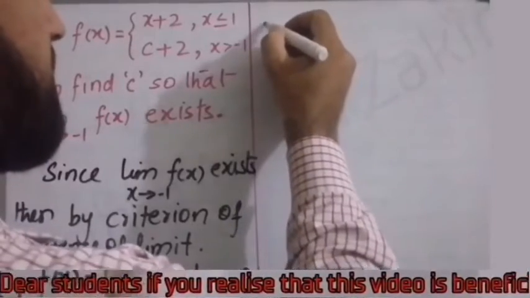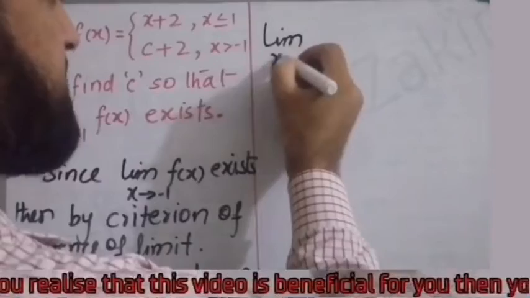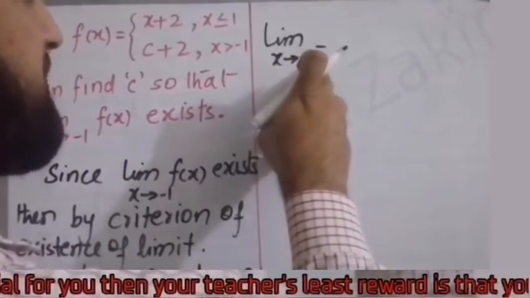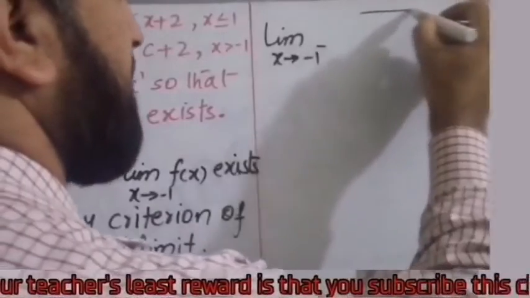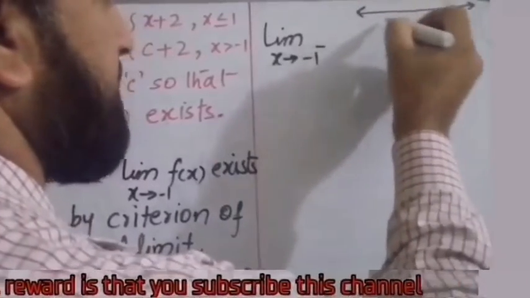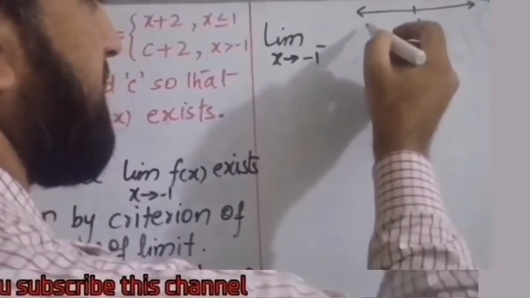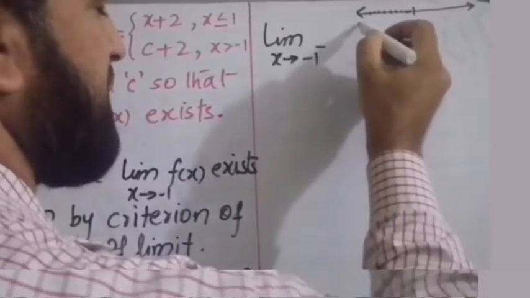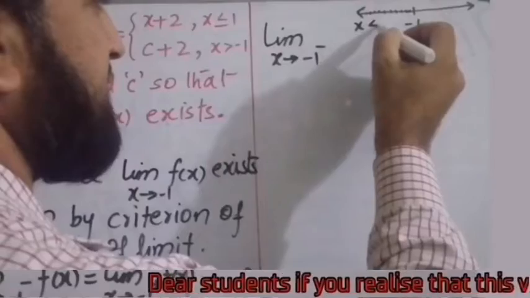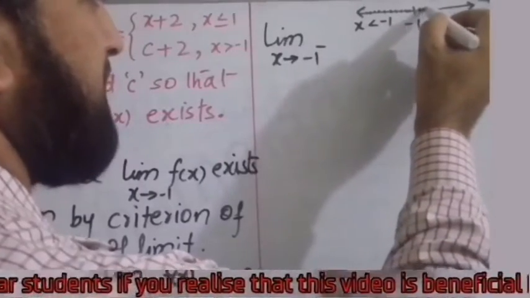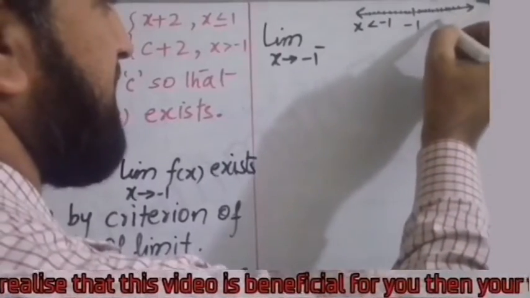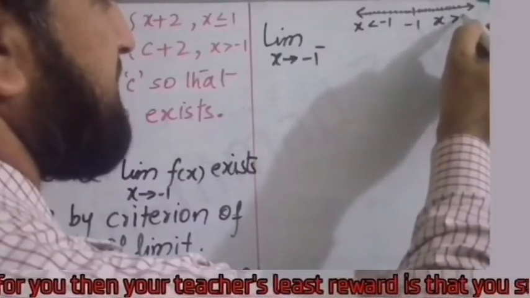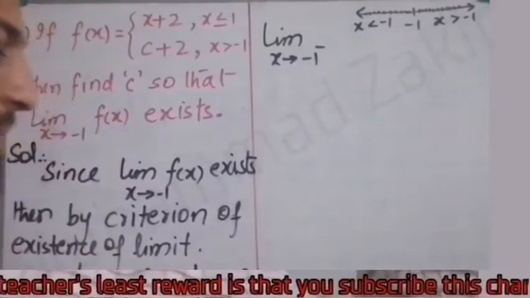Now look at it. The limit as x approaches minus 1 from the left of f of x. Minus 1 minus means if we locate minus 1 on the real line, all the numbers on the left are less than minus 1. The condition on them is x less than minus 1. All the numbers on the right side of minus 1 are greater than minus 1. The condition for them is x greater than minus 1.